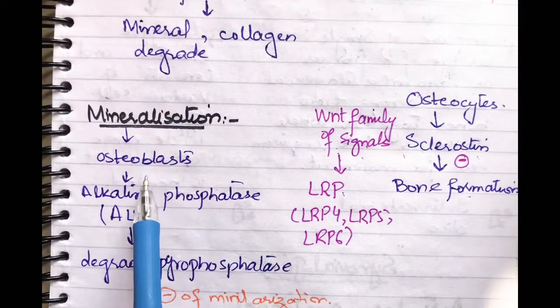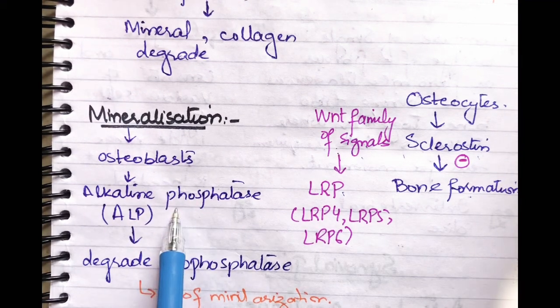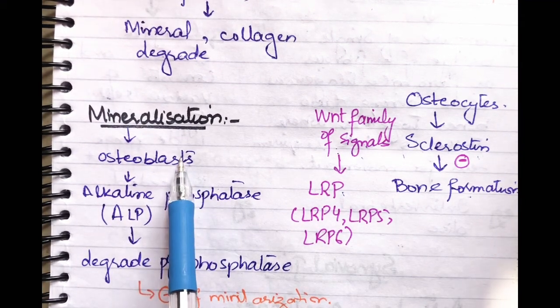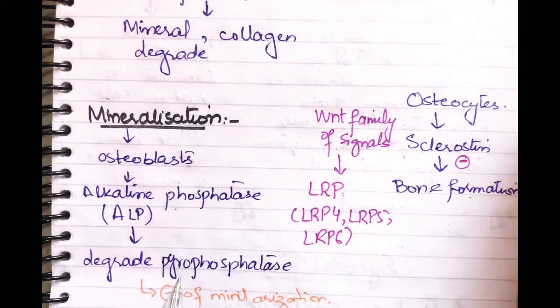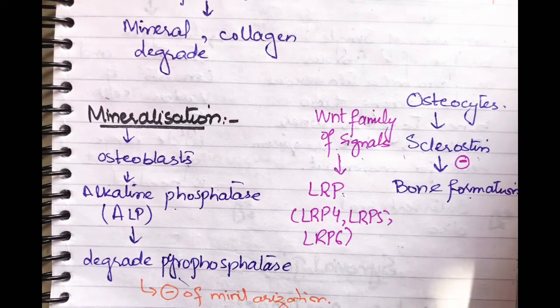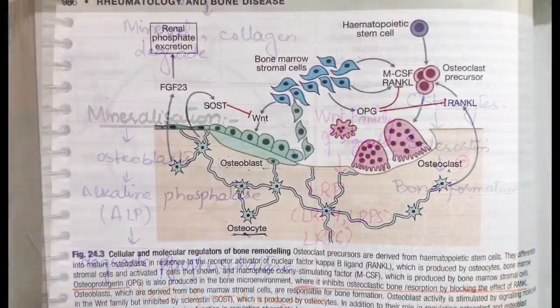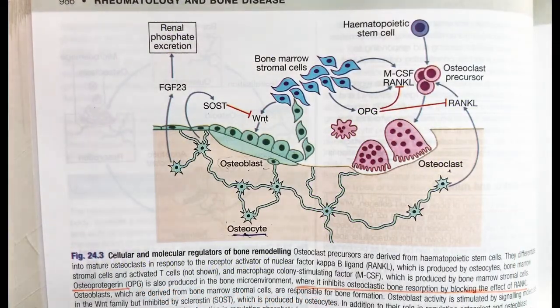How does mineralization take place? Mineralization of the bone is directly dependent on the enzyme alkaline phosphatase, which is produced from osteoblasts. It is involved in the degradation of pyrophosphatase, which is a potent inhibitor of mineralization. It thus inhibits the over-mineralization of the bone. Now the cellular and molecular regulators of bone remodeling have been covered.